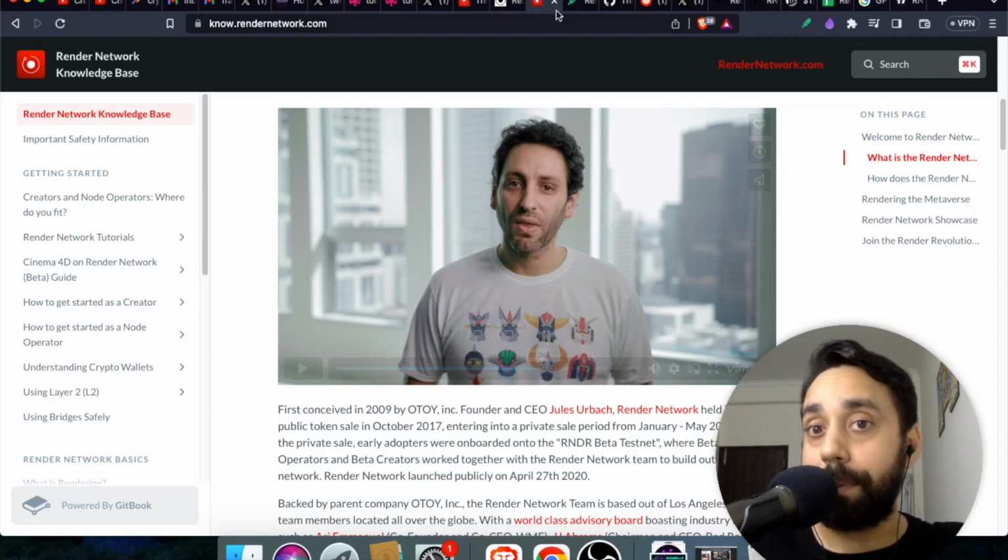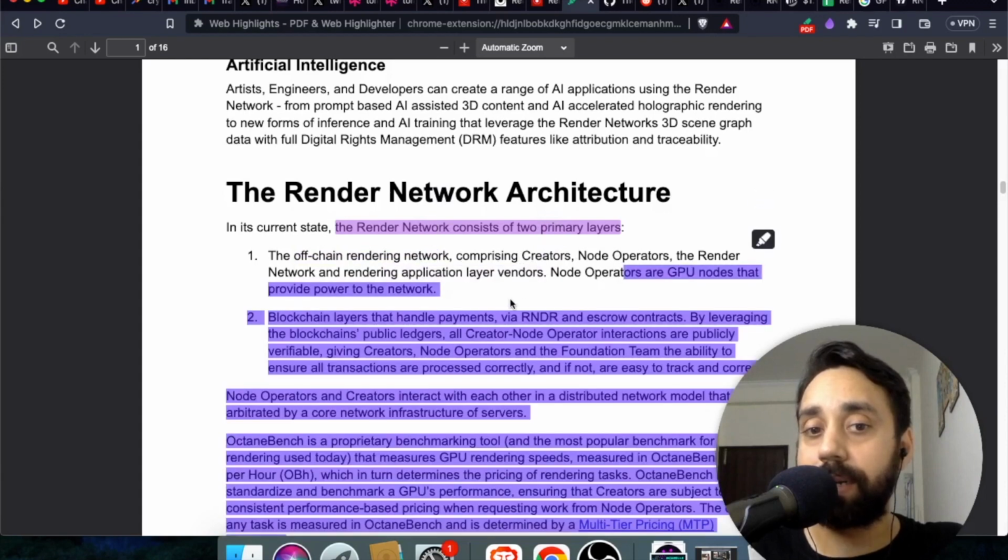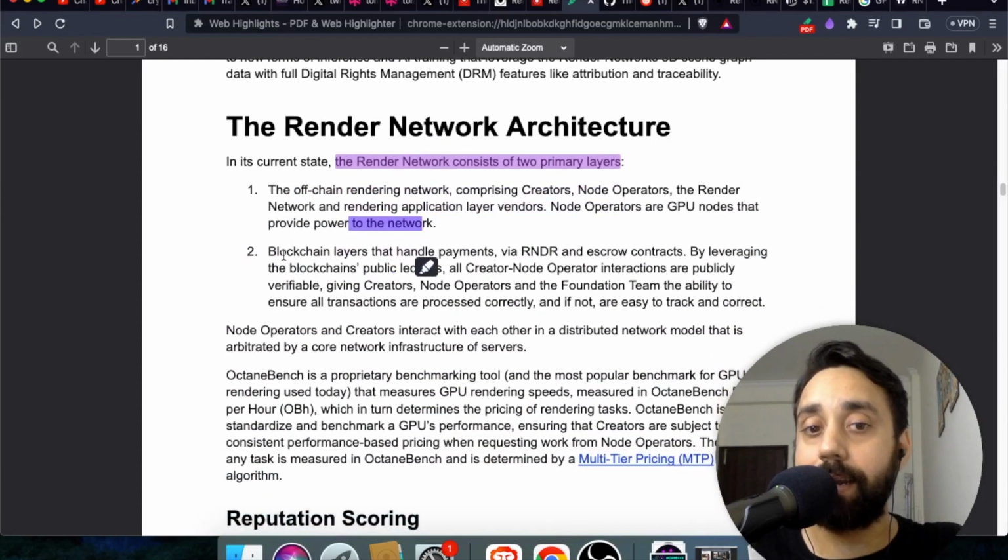And now this is the white paper which clearly states that the network architecture includes this. So hear me out. The off-chain rendering network comprises creators, node operators, and render network and rendering application layer vendors. Node operators are GPU nodes that provide power to the network. Second, blockchain layers that handle payments via RNDR, that's the native token, and escrow contract. So by leveraging the blockchain and public ledger, all creators and node operators interactions are publicly verifiable, giving creators, node operators, and the foundation team the ability to ensure all transactions are processed correctly.